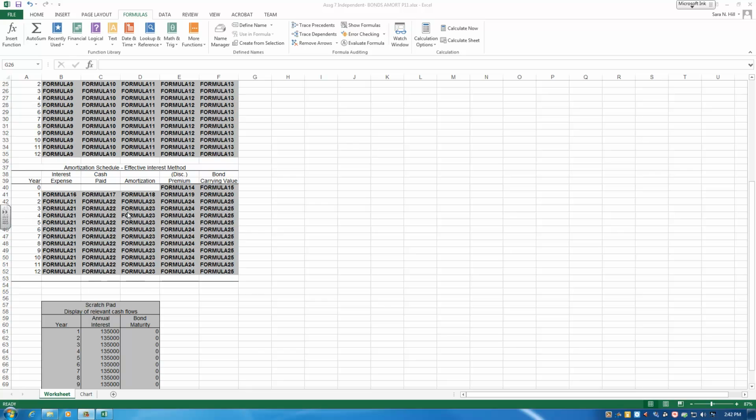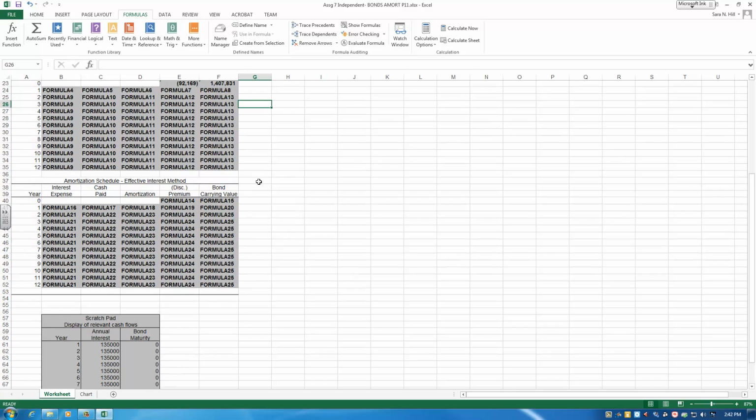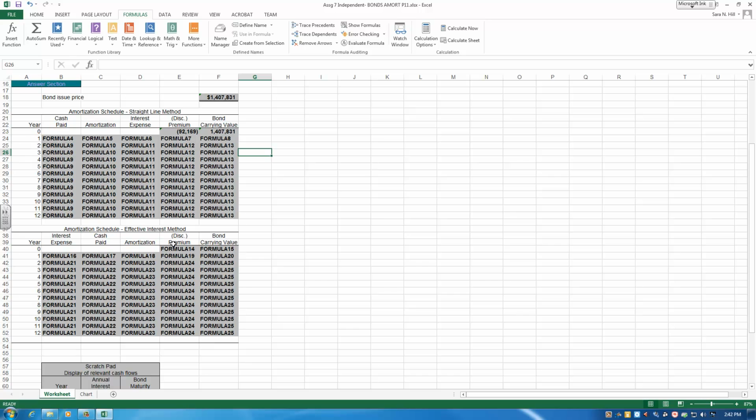Basically, this schedule is just doing amortization differently, using the effective interest rate method versus the straight line method. Your cells in year 0 should be the same regardless of which method you are using. The difference here is that when you're calculating the interest expense, instead of taking the original principal and interest as above in the straight line, you're taking the effective interest times the bond's carrying value.